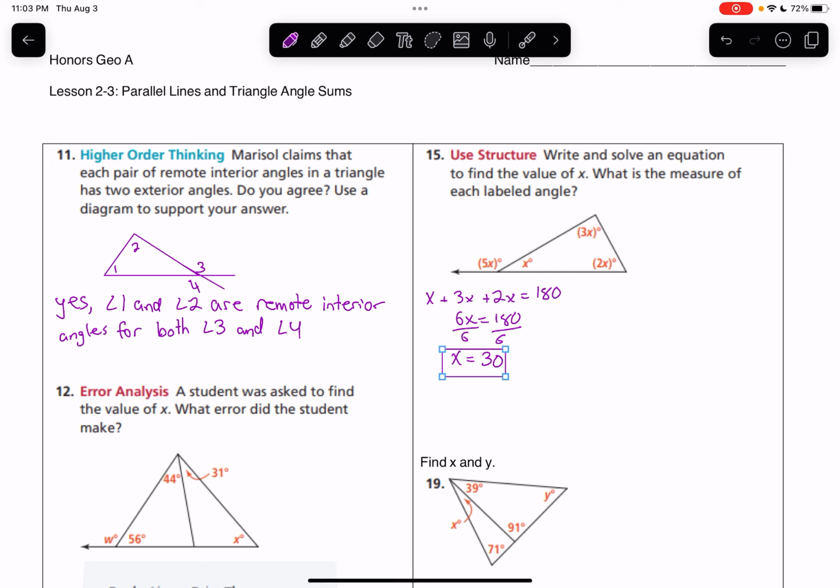And what is the measure of each labeled angle? Well, this is 30 times 5, so this is 150. This is 30 times 3, or 90. And 30 times 2, or 60. And we can just write those in there.